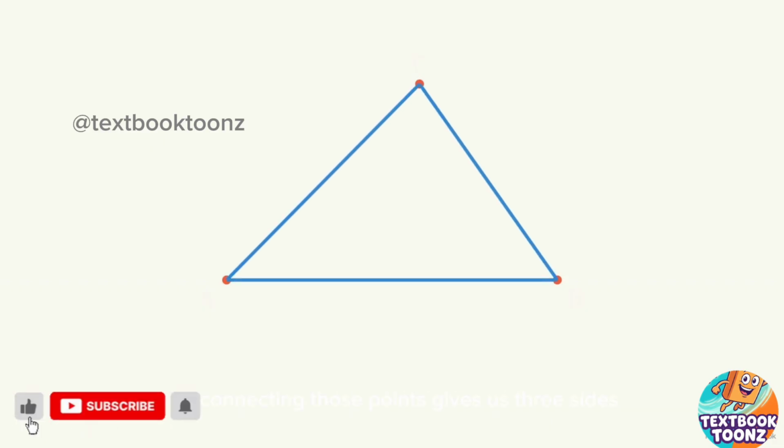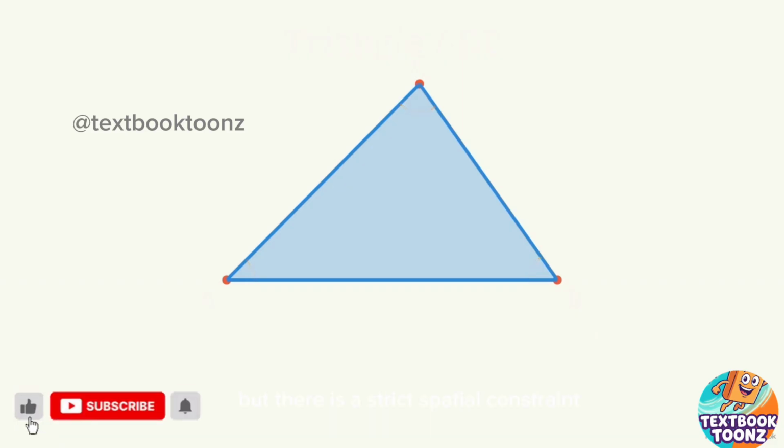This diagram shows the anatomy of that collision. A triangle is made up of three vertices, the exact points where the lines meet, which we label A, B, and C. Connecting those points gives us three sides, and inside those boundaries we have three distinct interior angles. We name the shape by its vertices, like triangle ABC.